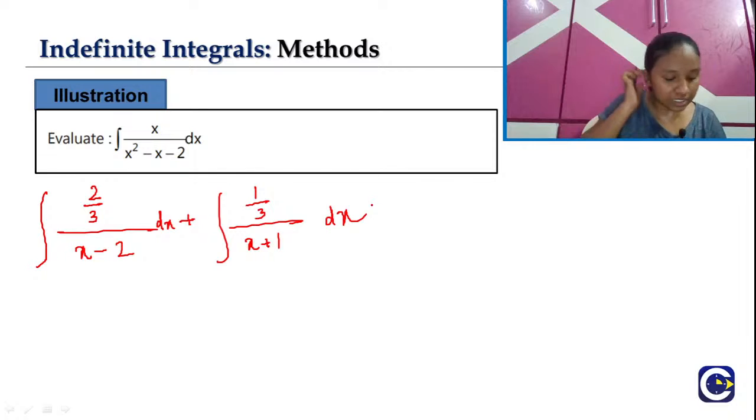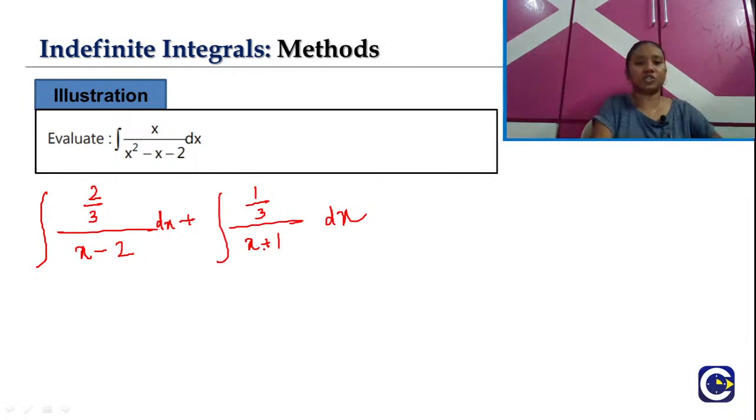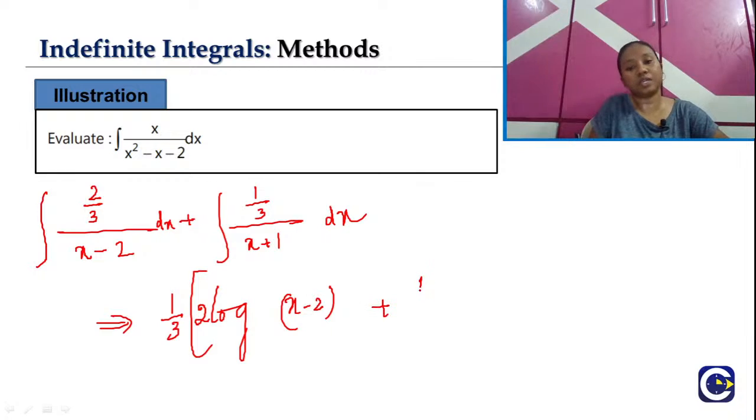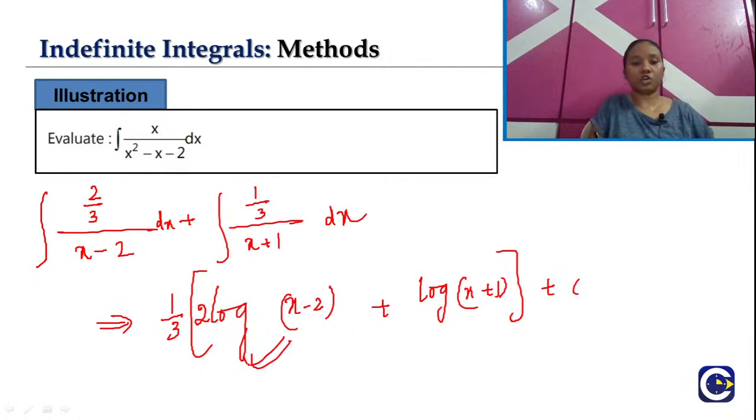So I hope you guys got this answer. So now you know how to do this separate integration. So it's as simple as that. So if you end up doing this integration, the final answer will be this one. So 1 by 3, log of 2 log of x minus 2 plus log of x plus 1. So this will be the final answer here. So I hope you guys got this one. So we can move on to the next one. Okay, most of you got it.